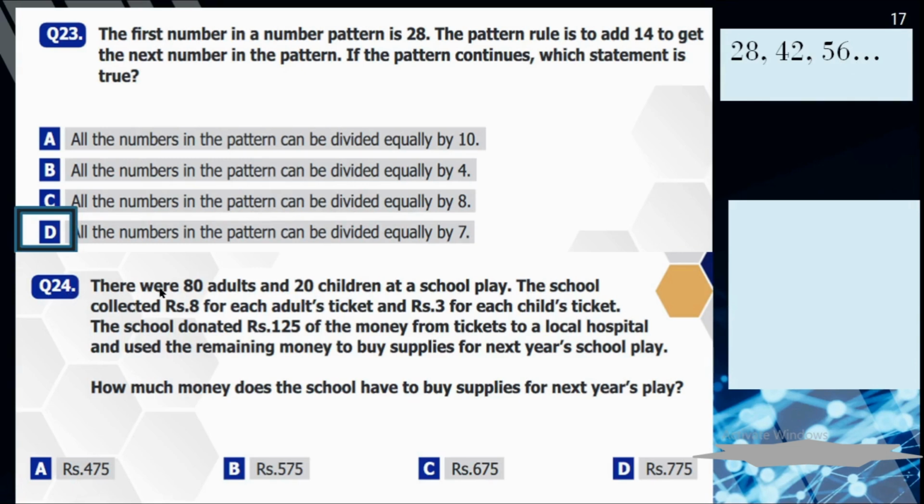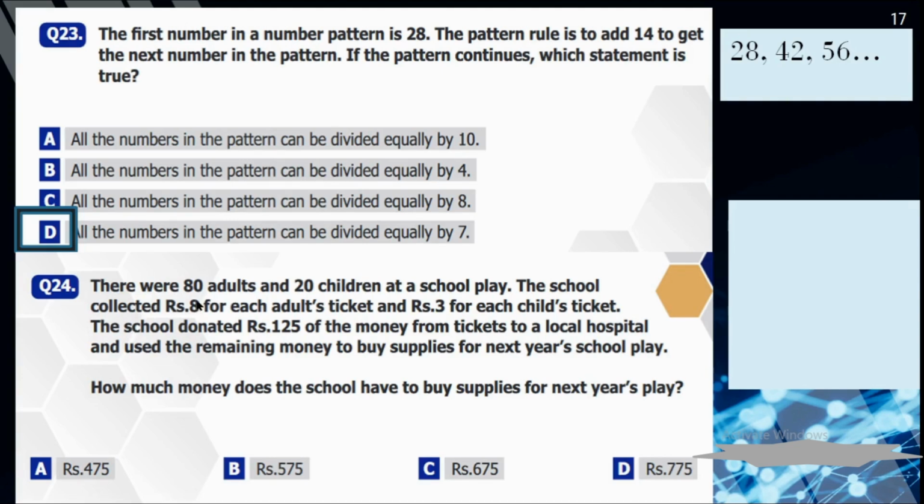Question number 24. There were 80 adults and 20 children at the school play. The school collected rupees 8 for each adult ticket and rupees 3 for each child's ticket. The school donated rupees 125 of the money from tickets to a local hospital and used the remaining money to buy supplies for next year's school play. How much money does the school have to buy supplies for next year's play?